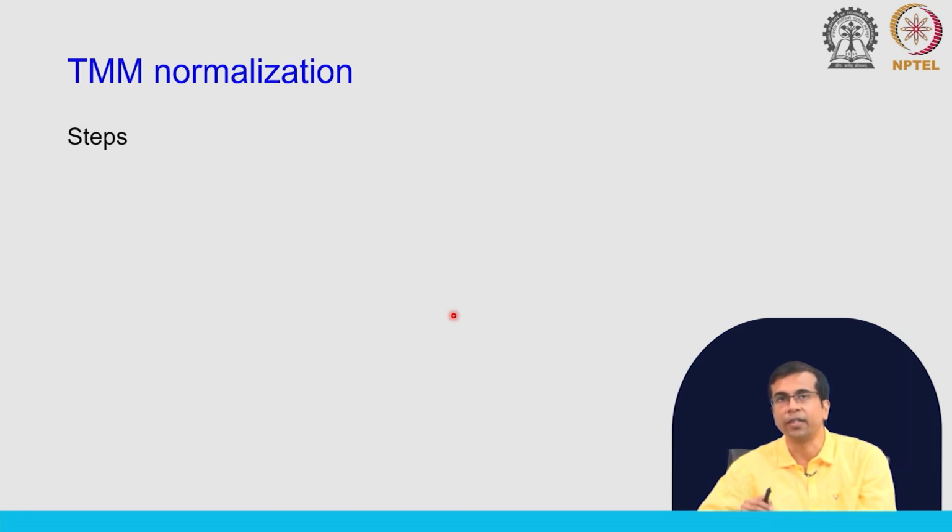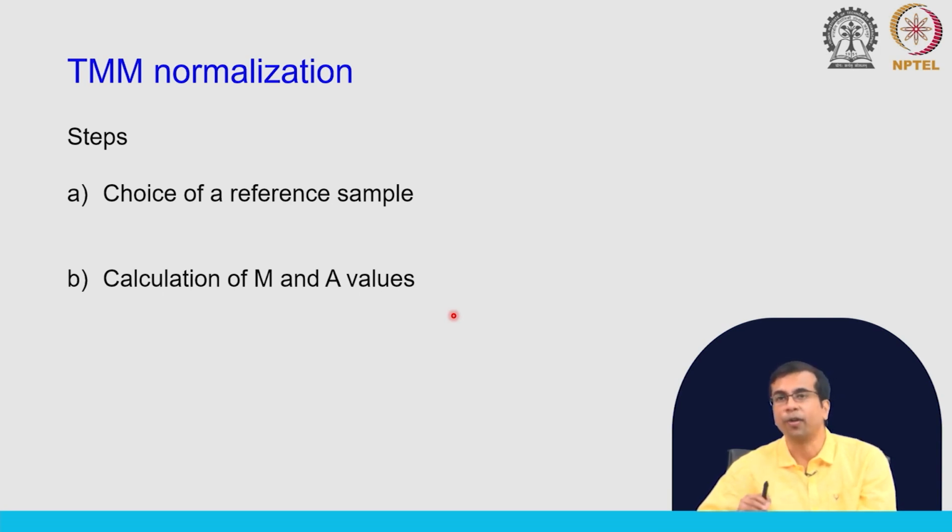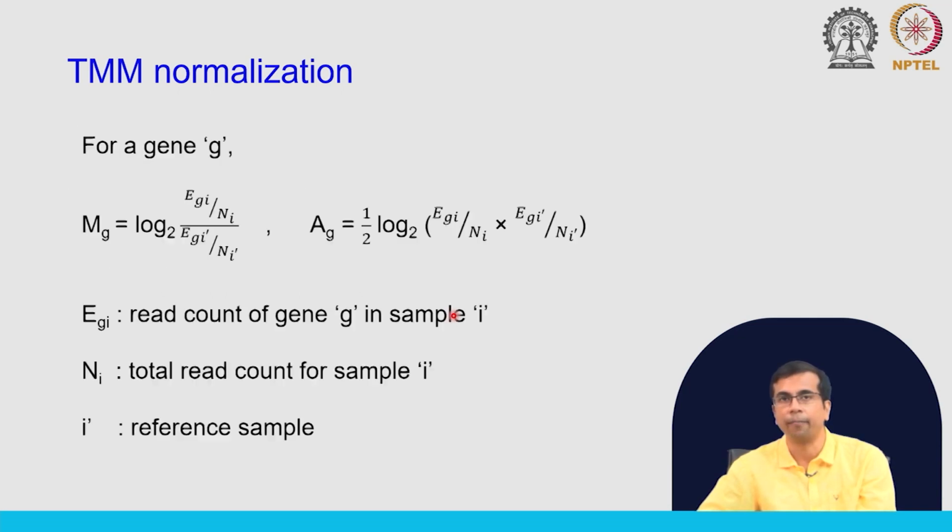Okay, so, let us see the steps, right, how it works. The first step in this method is you have to choose a reference sample. Okay, so, when you are comparing 2 samples, you choose a reference sample against which you will compare another sample, right. So, once you have chosen this reference sample, you can calculate something called M and A values. These M and A values will come later on as well for different purposes when you talk about differential expression analysis, etc.